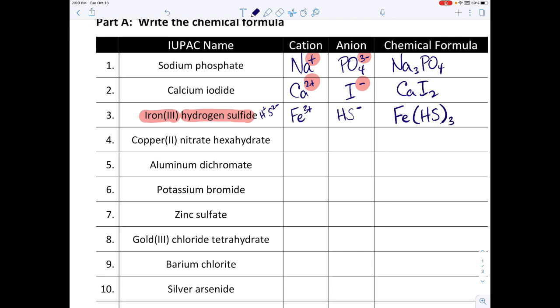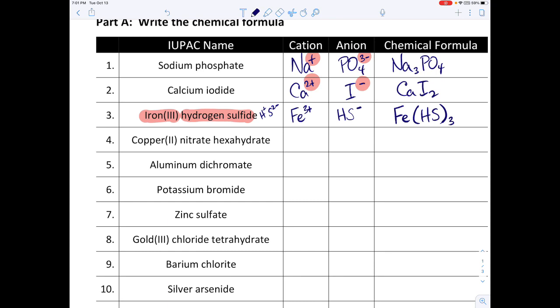We wouldn't put brackets around a simple ion with just one atom. And you only put them around complex ions when there's more than one of them. For example, in sodium phosphate up above, phosphate doesn't have brackets because there's only one phosphate in the formula.